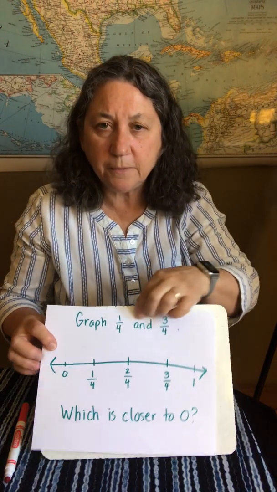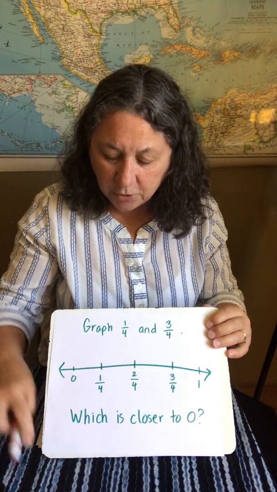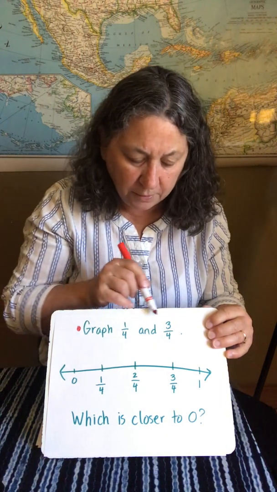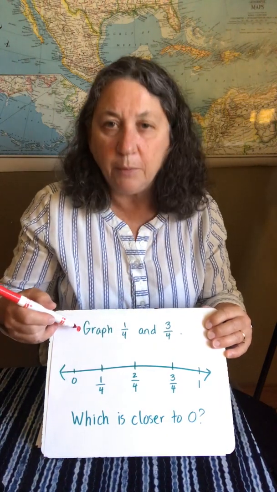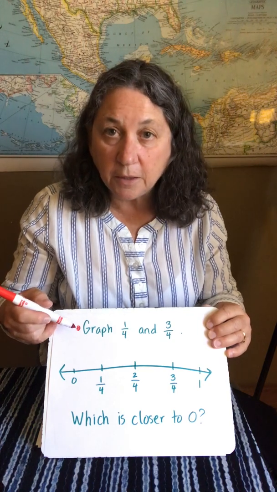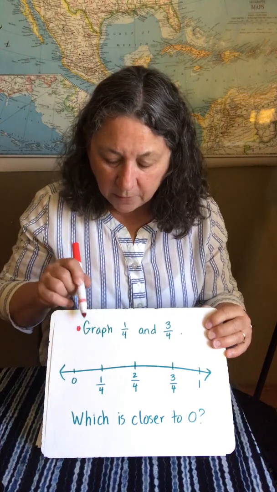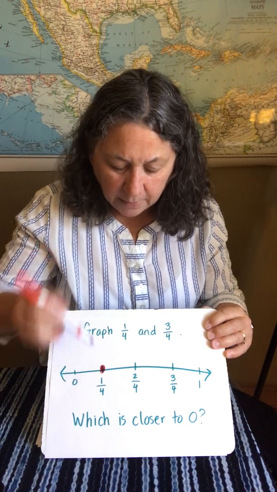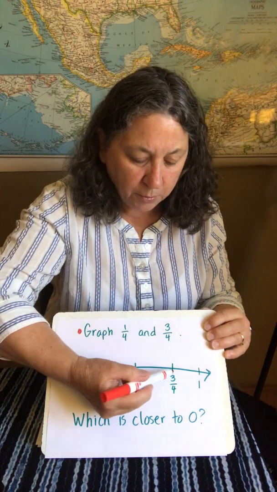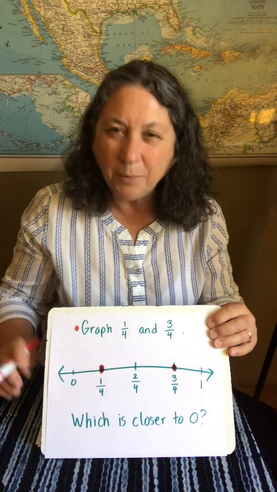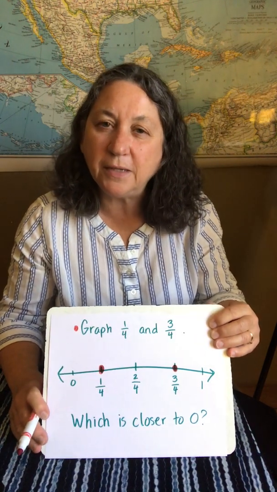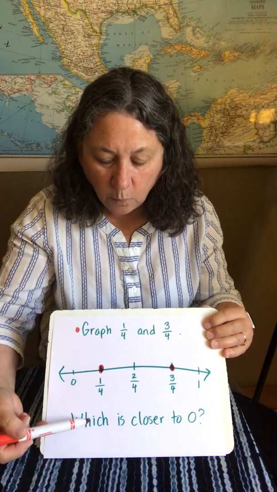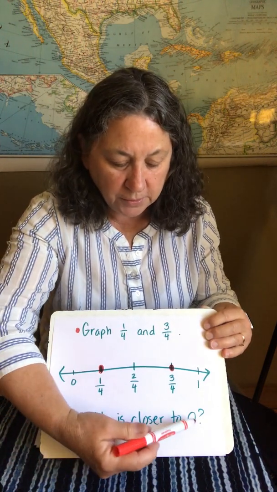And it will look like this. And the directions are here, and it says graph 1/4 and 3/4. Do you remember what it meant to graph it? It meant to click on the number line and put a dot there. So we're going to graph 1/4 by putting a dot here, and we're going to graph 3/4 by putting a dot here. In some ways, I think this is almost easier than the other example because they're both on the same line. So the question is, which is closer to 0?